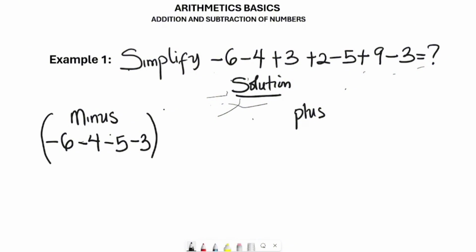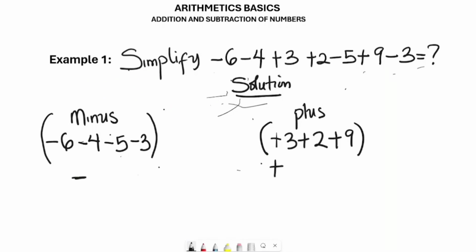And then the ones with plus, we have plus 3, plus 2, and plus 9. So the first thing is to group them, right? The simplest way is to group them. So let's add them separately and give their sign to it. This one is the minus sign, and this side is the plus sign.